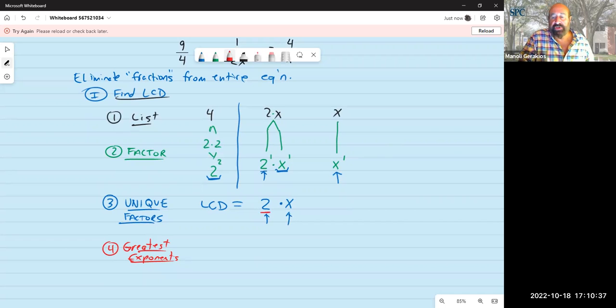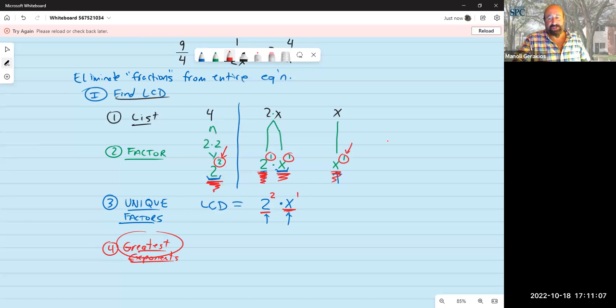So look, 2's occur in this denominator and in this denominator. I examine their exponents. One's a 2 and the other one is a 1. Which one's greater? Greatest is the 2. I need 2's to be raised to the second power. x's appear in 2 denominators, but they're both to the first power. Doesn't matter which one I grab it from. When they're a match, I need to put that match number on that factor in the LCD.